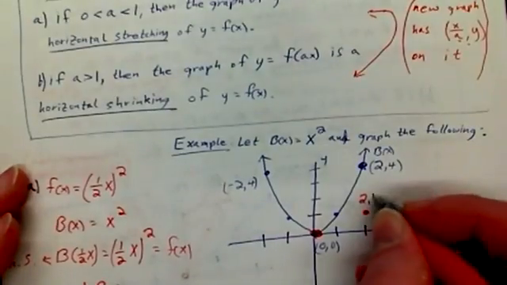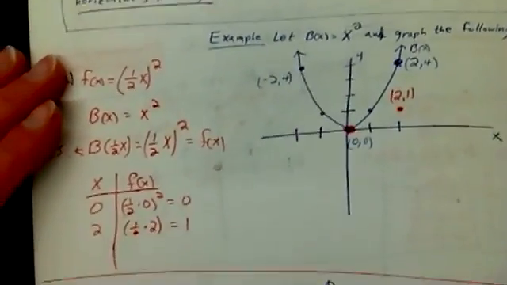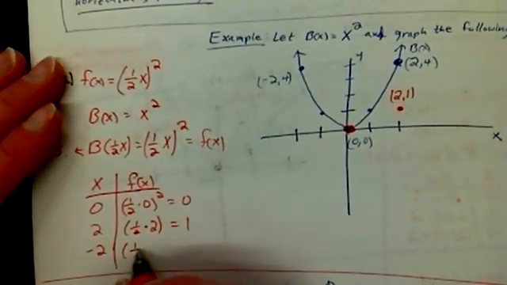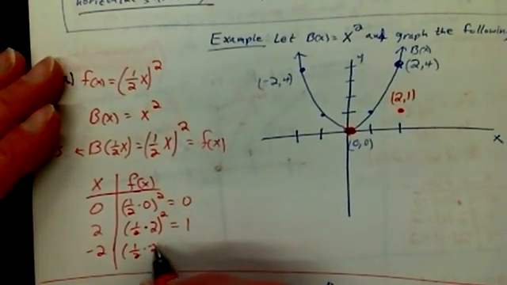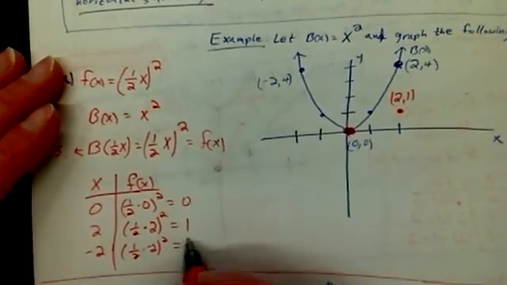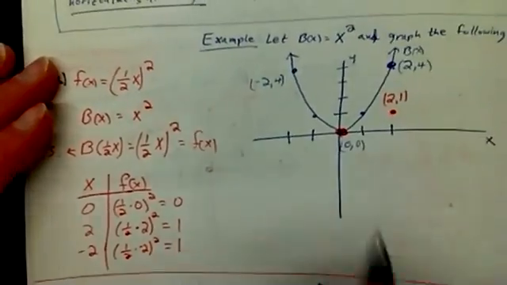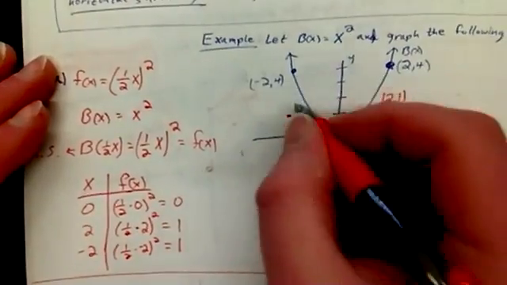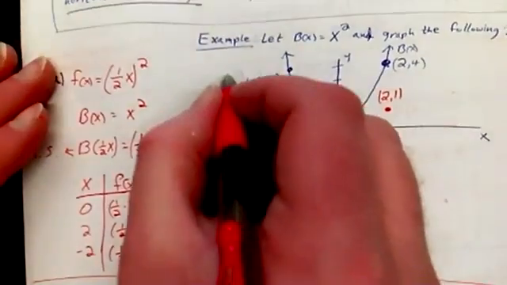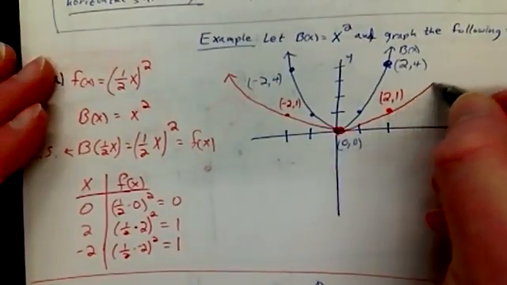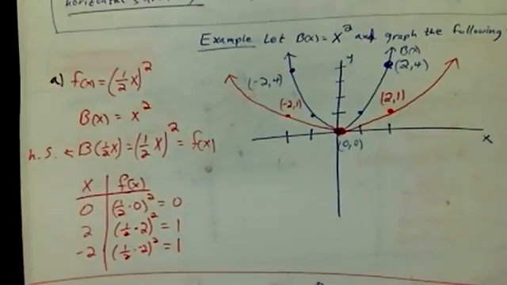So this is the point 2, 1. And if I try -2, a similar thing happens. Okay. 1/2 times -2, quantity squared. And that's also going to be 1. So same type of deal. I have the point -2 comma 1. So this thing just got wider, a horizontal stretch.